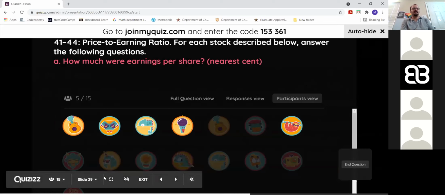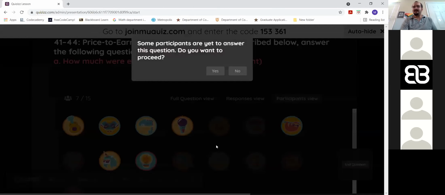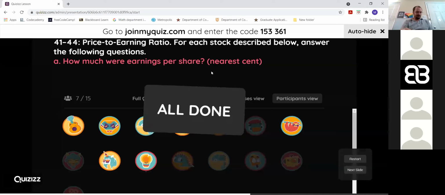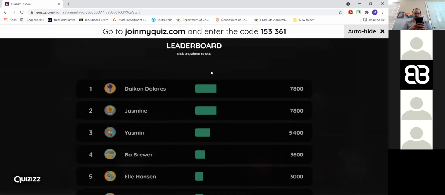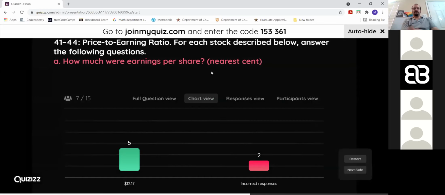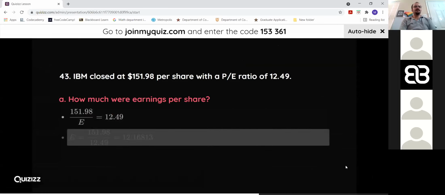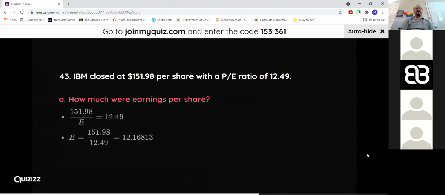Did we get one more person drop out? Falling asleep. If we take 151.98 and we divide it by 12.49, what are we getting? Should be getting, I forgot what I said, 12 something? 12.17. I had it right again, and then I messed up. The price is 151.98. We're dividing it by 12.49 to get 12.17.